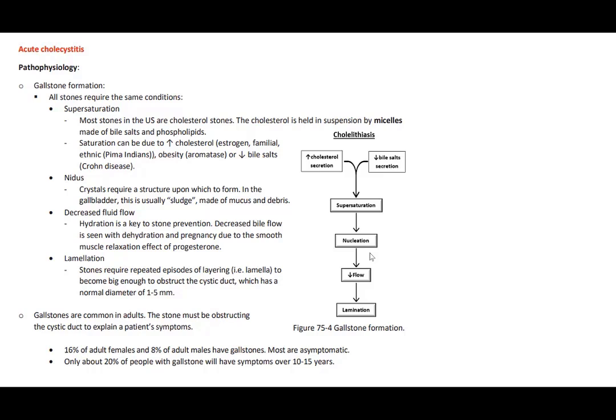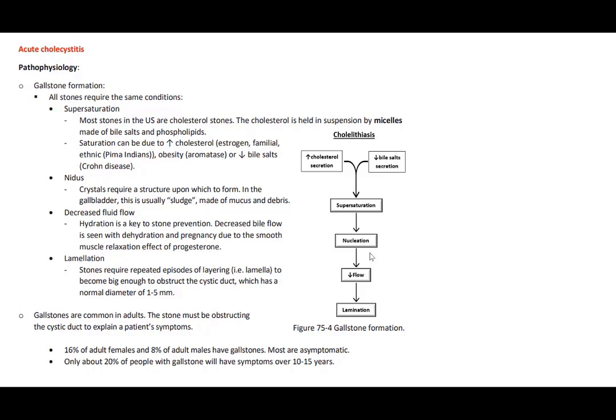Now, a nidus is where a crystal requires a structure upon which to form. And in the gallbladder, this is typically sludge, which is made of mucus and debris. Decreased flow is the next step, where hydration is a key way to prevent stones from forming. Decreased bile flow can be seen with dehydration and pregnancy due to the smooth muscle relaxation effects of progesterone.